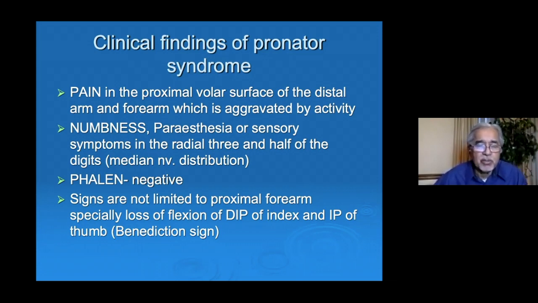So when the patient wants to make a fist, the index finger and thumb stay straight, giving the appearance of a benediction sign. Now, keep in mind, the numbness we see in the hand is in pronator syndrome. You also see it in carpal tunnel syndrome, but you don't see numbness in anterior interosseous syndrome. So keep that information in mind.